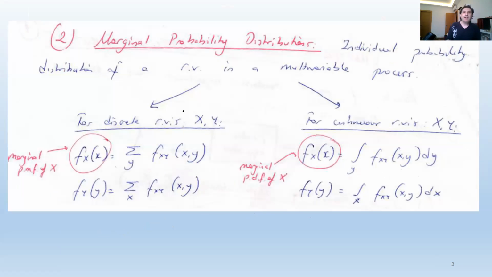All right, now let's continue with marginal probability distributions. As I have already introduced what a marginal probability distribution is, how to find this I'm going to talk about right now. But the individual distribution of a random variable in a multivariable process is called the marginal probability distribution.